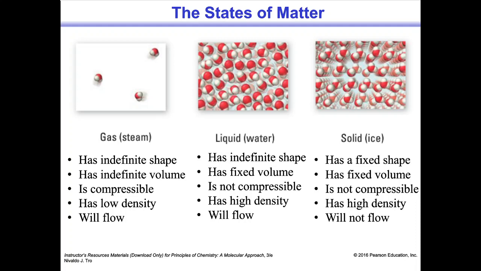Okay, so the next one, solid ice. This has a fixed shape and fixed volume. The only way to change the shape or the volume is either to change the state of matter and then solidify it, or to actually break it. It has high density, and we know that we can't pour solids, so they don't flow. So gases and liquids will flow. Gases have low density. Liquids will flow, but they have high density. Solids won't flow, but they have high density.